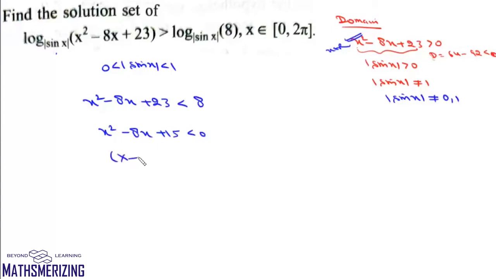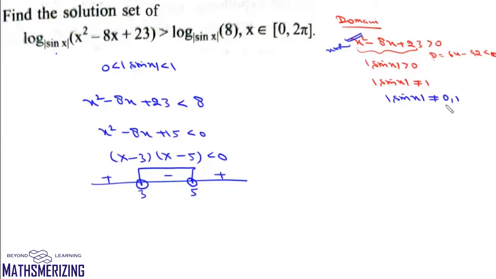So we'll get (x minus 3)(x minus 5) less than 0. So this is 3 and 5. So it is plus, minus and plus. We need minus. So from here we'll get this condition as the value of x should lie between 3 and 5. Now it also says mod sin x cannot take the value 0 or 1.